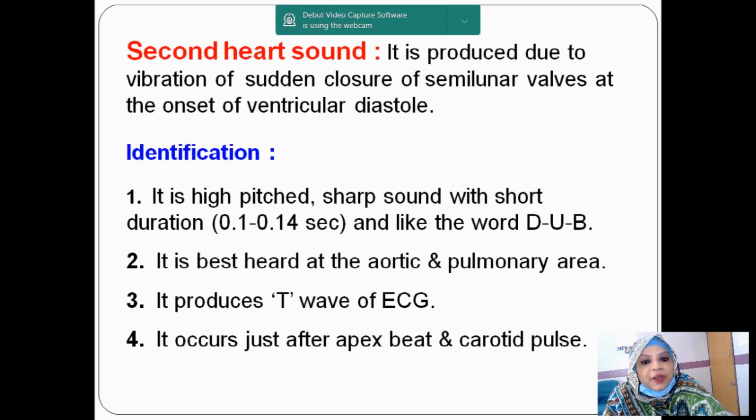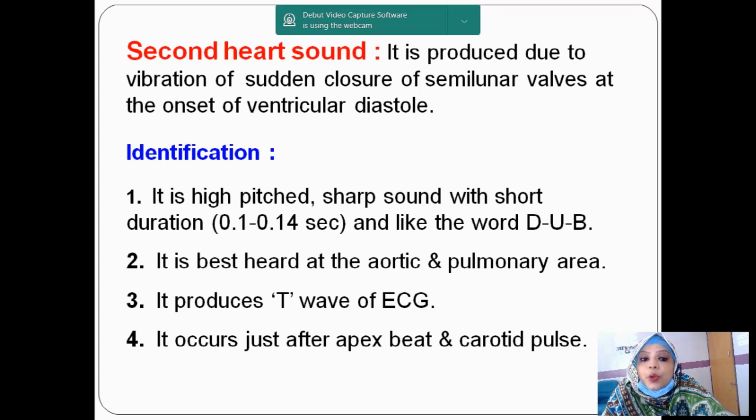The first phase of ventricular diastole is the protodiastolic phase. During this protodiastolic phase, the second heart sound occurs when the semilunar valves are going to close. Semilunar valves, that is the pulmonary valve and aortic valve, both are semilunar valves. When both valves close, that sudden closure of the semilunar valves produces the second heart sound, and it occurs during the onset of ventricular diastole. That is, the first phase of ventricular diastole is the protodiastolic phase.